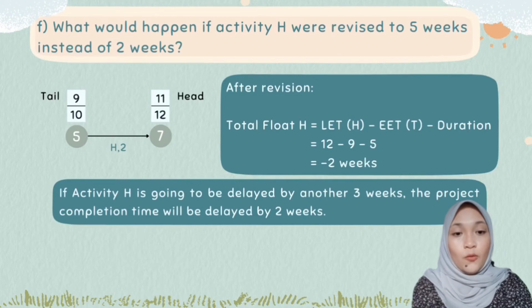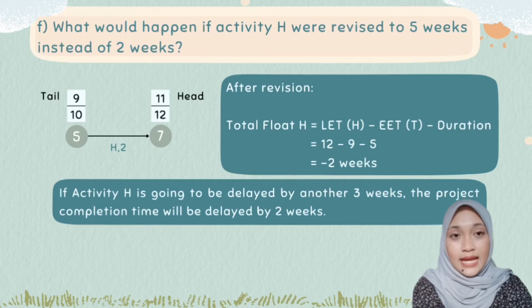For the last question, what will happen if activity H is revised to 5 weeks instead of 2 weeks? To answer this question, first we need to look at the tail and head of H. The tail is 9 per 10 and the head is 11 per 12. After revision, the formula is total float of H, which is LET of head minus EET of tail minus duration. So 12 minus 9 minus 5, and the answer is negative 2 weeks. As a conclusion, if activity H is delayed by another 3 weeks, the project completion time will be delayed by 2 weeks.